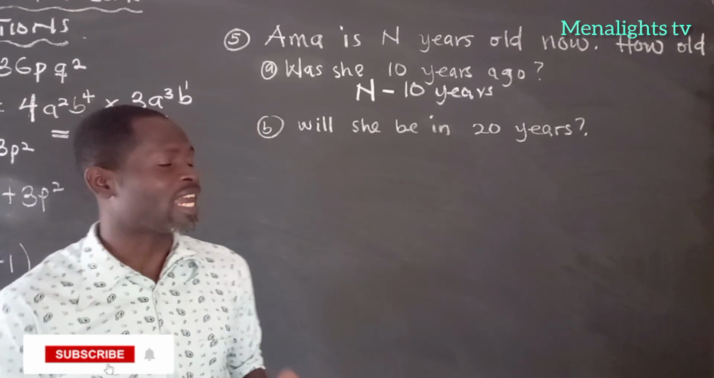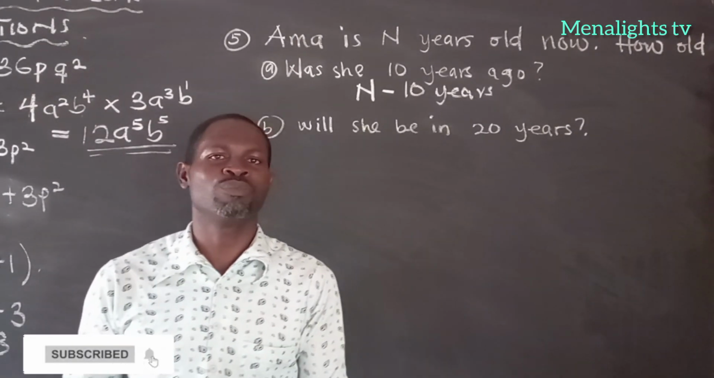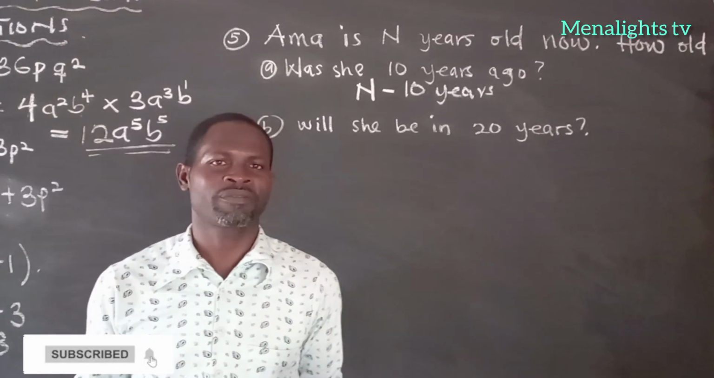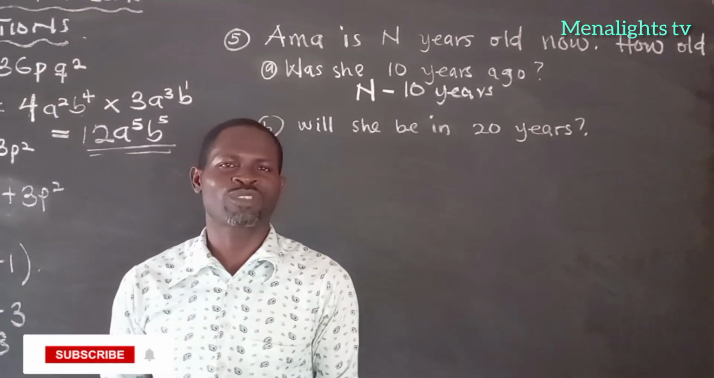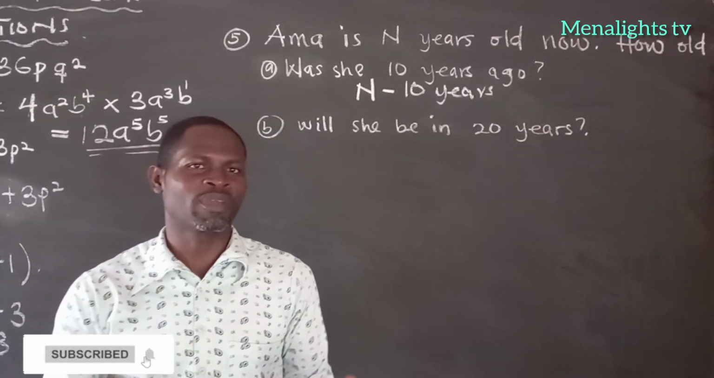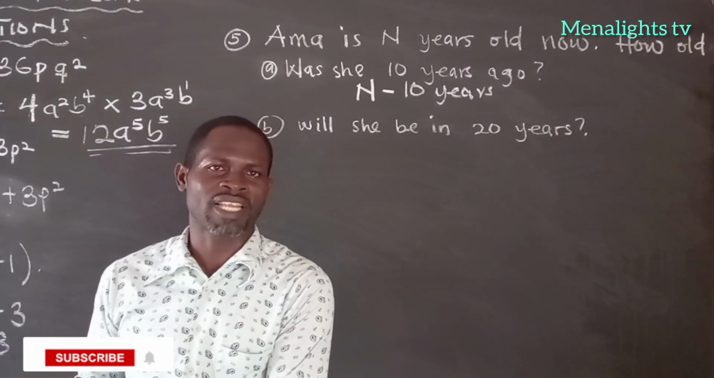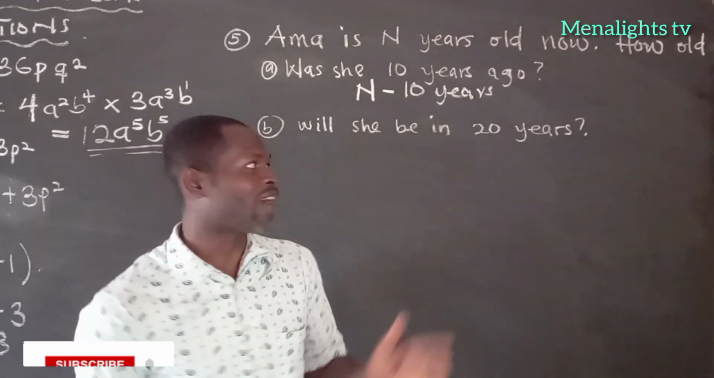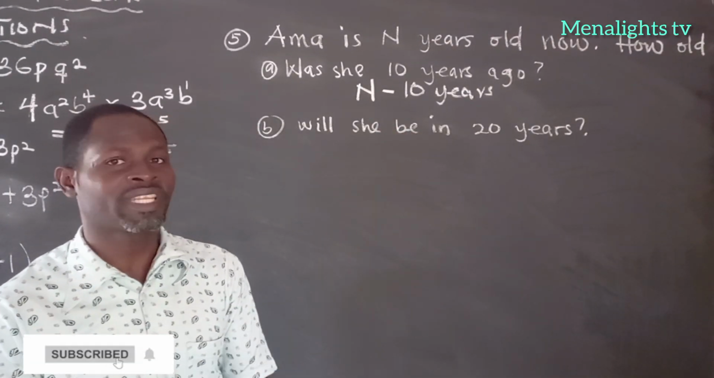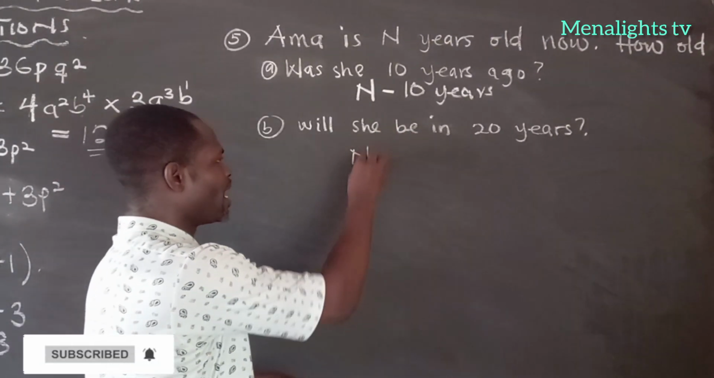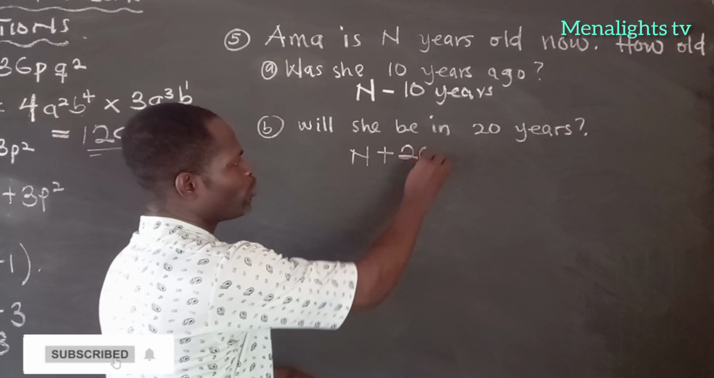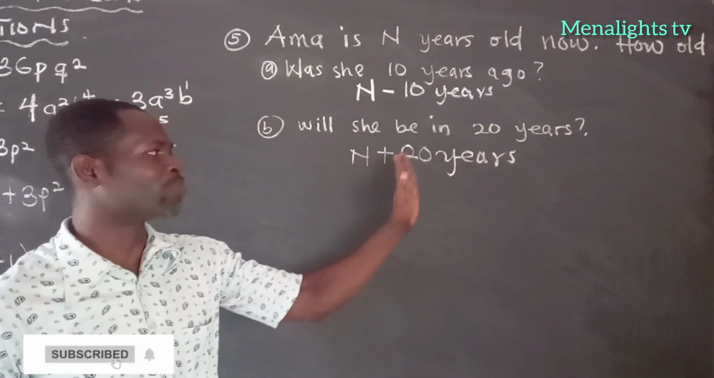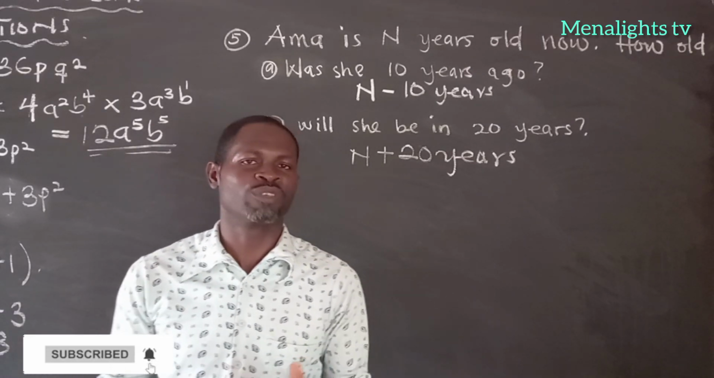So now that she's n years old, how old will she be in 20 years to come? So now, suppose she is 5 years old. So in 20 years to come, Amma will be what? That will be the 5 years she is now, plus the 20 years to come. So 5 plus 20. So now that she's n years old, in 20 years, Amma will be what? n plus 20 years. So Amma will be n plus 20 years old in 20 years time.